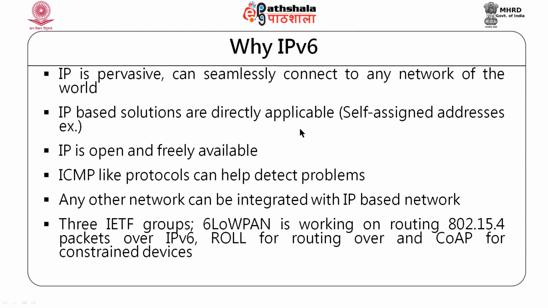Why IPv6? Here are some other reasons. IP is pervasive, it can seamlessly connect to any network of the world. Everybody is using IP version 6 now. Okay. IP based solutions are directly applicable. For example, one great solution that IP version 6 provides is that every node can self assign a value as an address. You do not need to go and ask DHCP what is my IP address. You can just assume that this is my IP address, a random 64 bit value that you can choose.